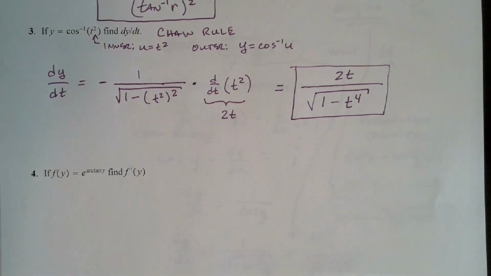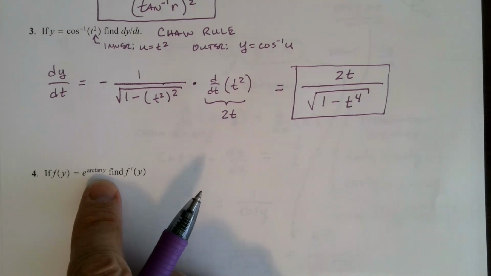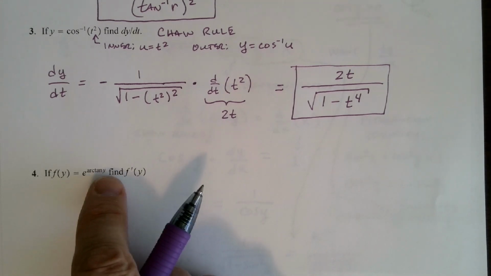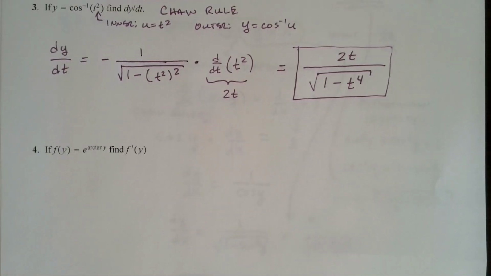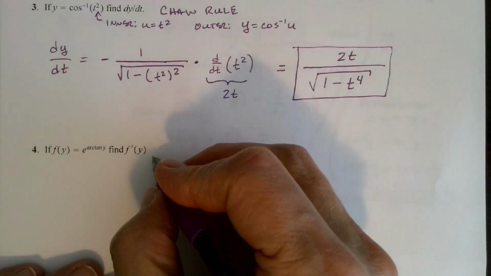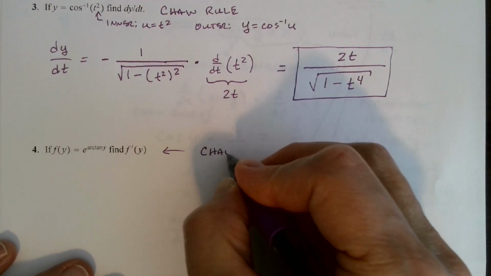And then number 4, f of y is e to the arctangent of y. It's not arctany, it's arctangent of y. I'm not sure I know what the arctany function is, but it is arctangent of y. Okay, so what rule are we going to use here? Again, it's a chain rule.